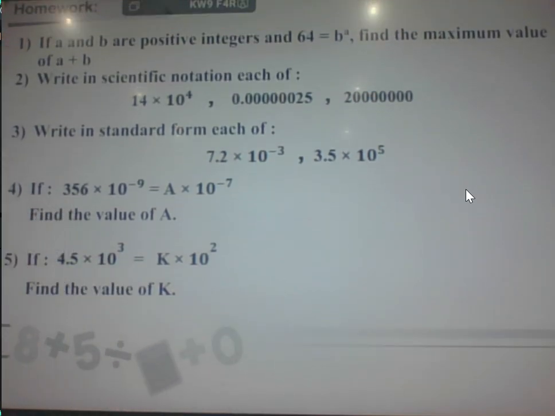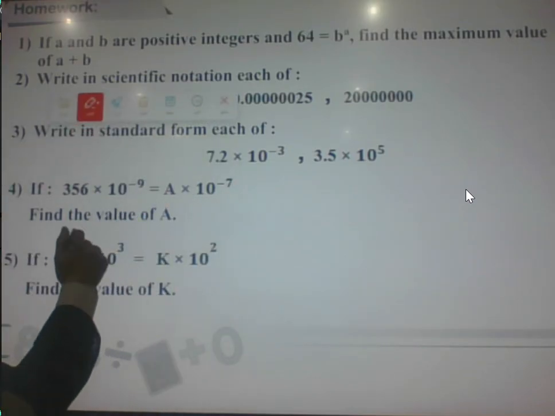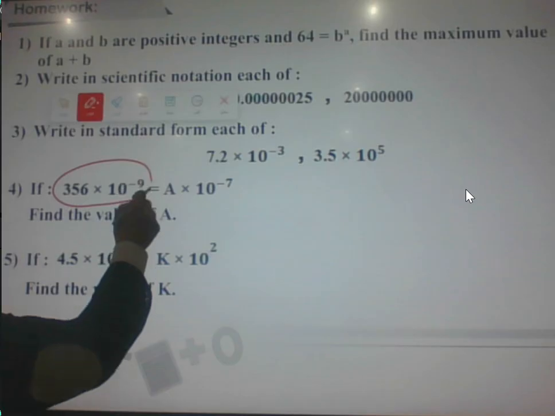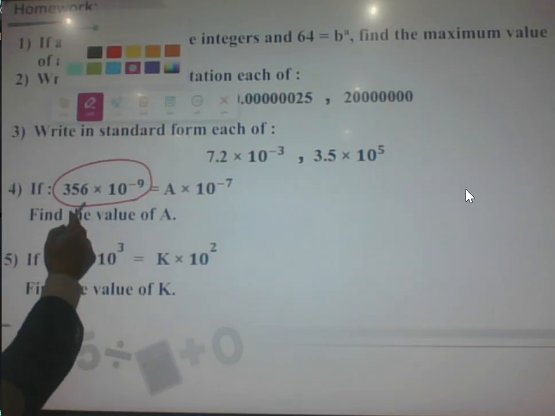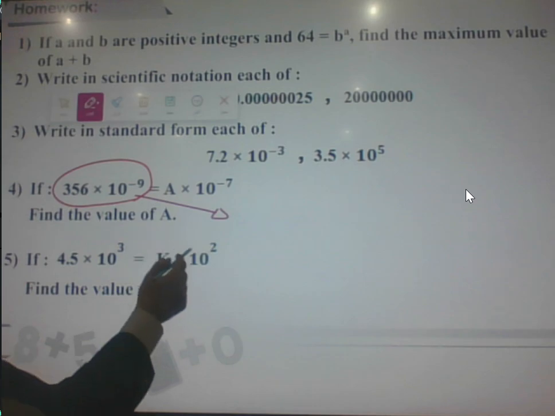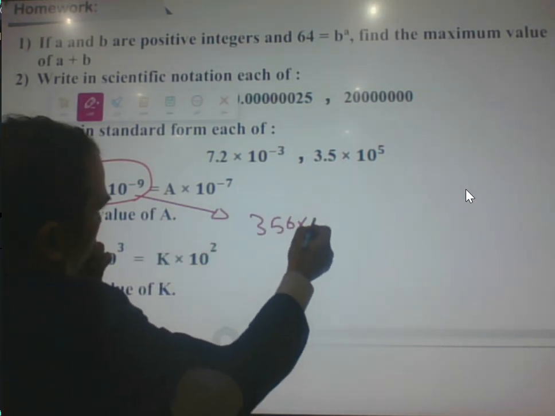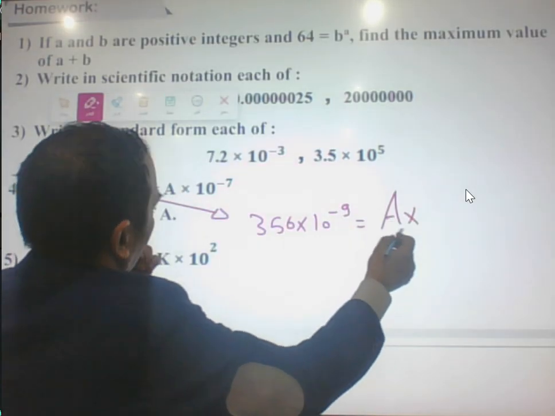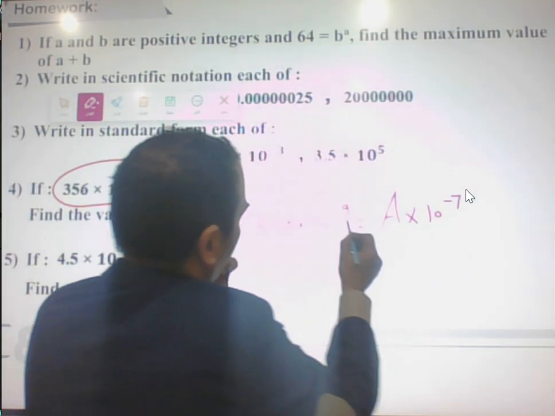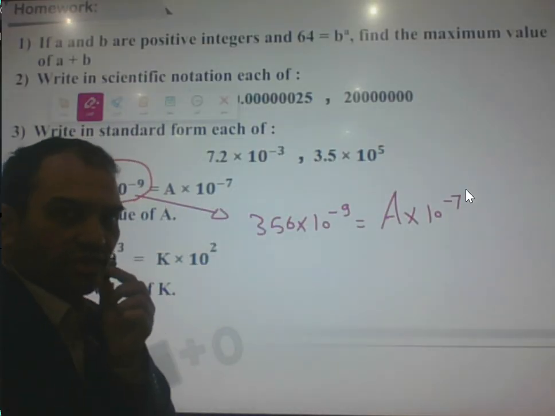Number 4 here. If 356 times 10 power negative 9 equals A product by 10 power negative 7, who can tell me the value of A here? Okay, in this example, we must first convert this number here, 356 product by 10 power negative 9 is equal to A product by 10 power negative 7. You must write 10 power negative 9. Convert this number to scientific notation.